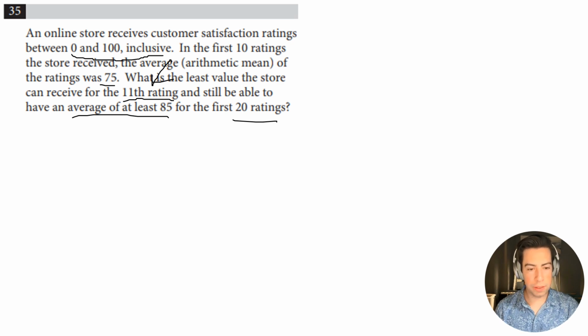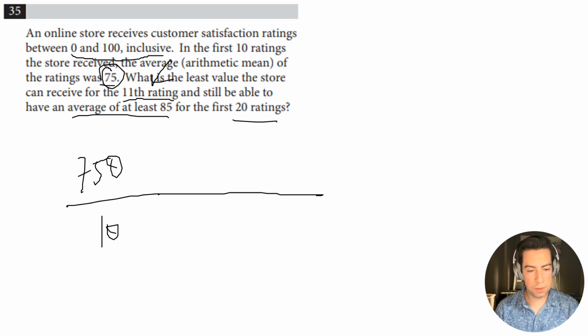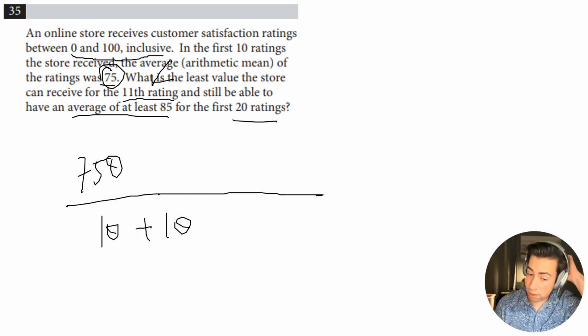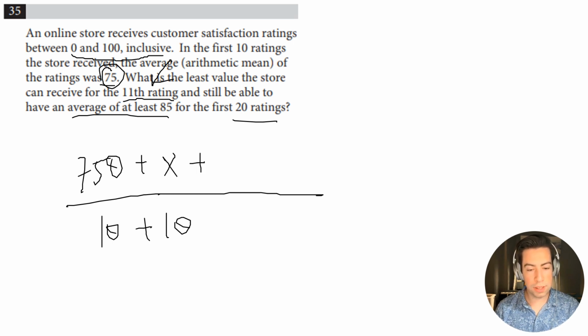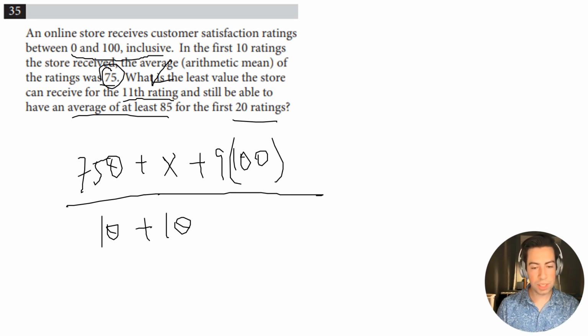So let's just go ahead and write it out. If the arithmetic mean was 75 initially, we can just do 750 divided by 10, and then add this to another 10 terms, because we're going to have 20 in total. So it's going to be 750 plus our value, the lowest value, which is the 11th rating, x, and then plus 9 100s. We're assuming the last 9 are going to be 100, and this has to equal 85. All right, guys, let's simplify this.